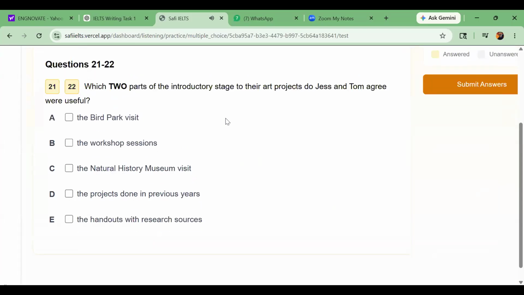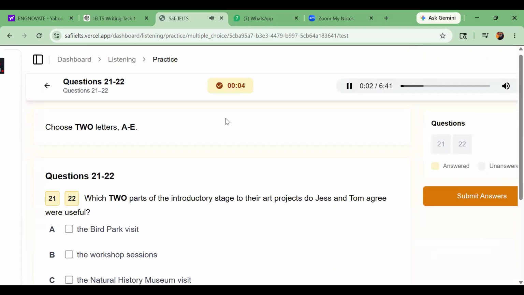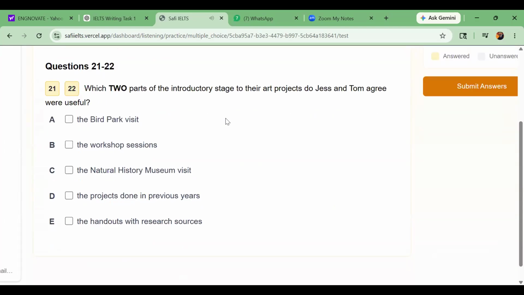Okay, now let's take this example. You will hear two. This example, Claire, this question, let me play the listening from my cell phone so that it should be quite clear to you all, and I will be able to explain it a bit more easily. So read the question first. And how many options? It's a multiple answer question, not one. Which 2 parts of the introductory stage to their art project, Claire, do Jess and Tom agree? Both of them, they agree.